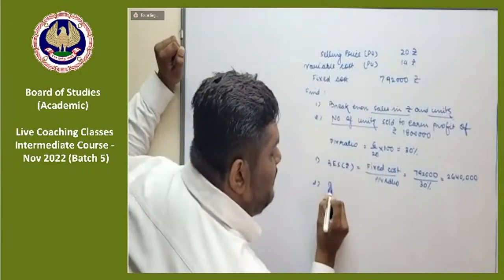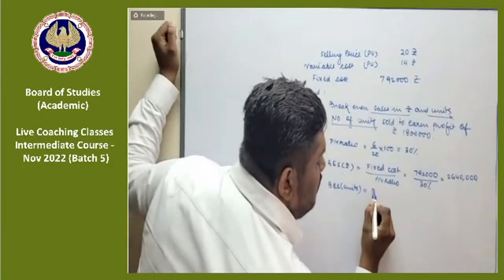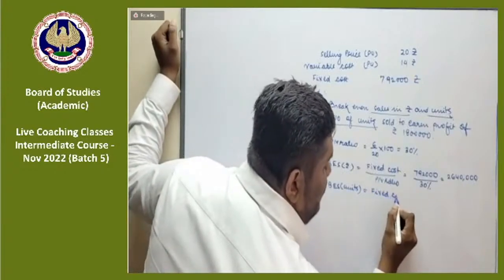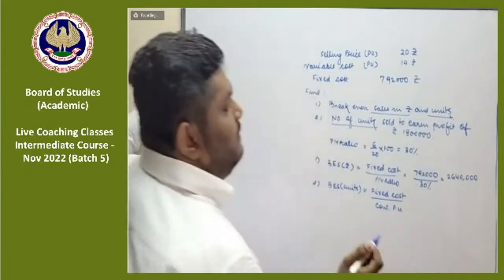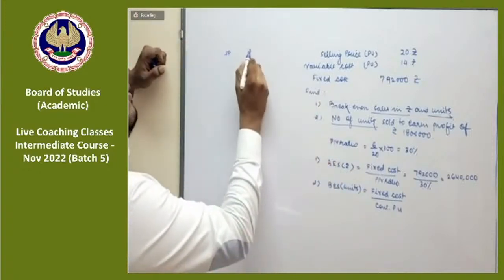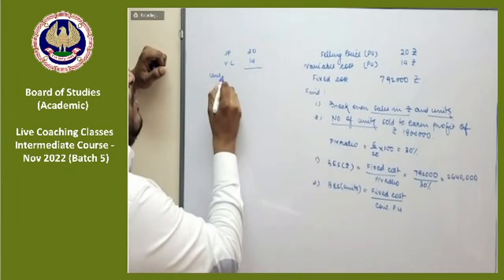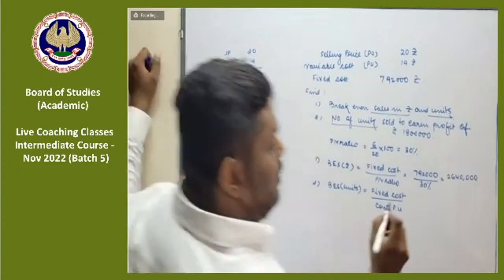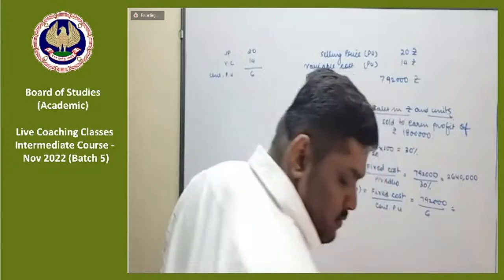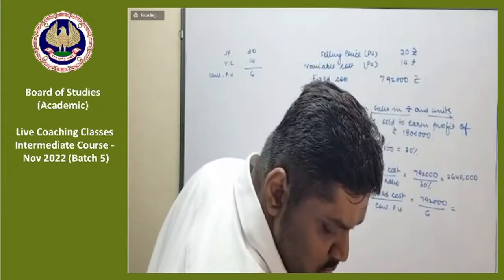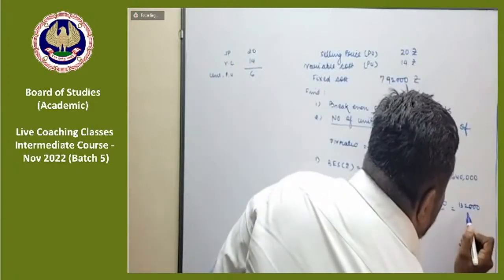My second question, break-even sales in units. Fixed cost divided by contribution per unit. So fixed cost is 7,92,000 divided by 6. So this will be 1,32,000 units.